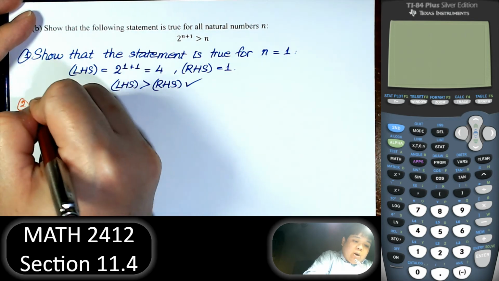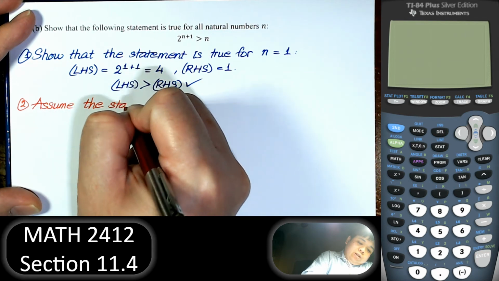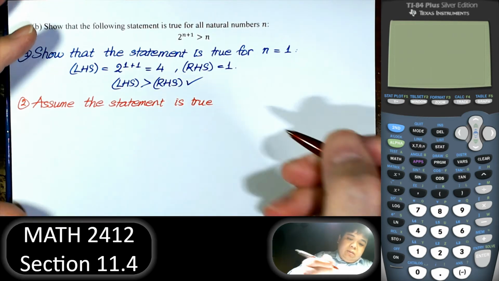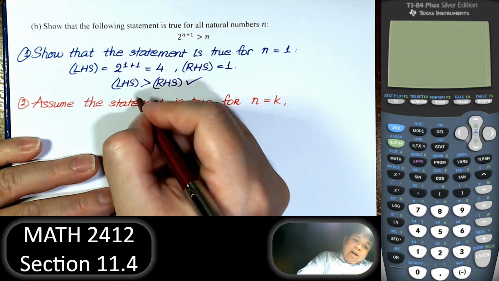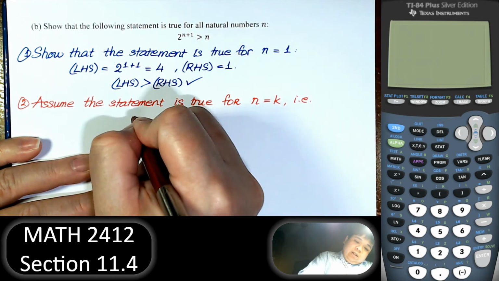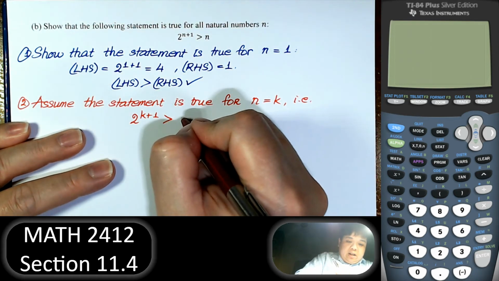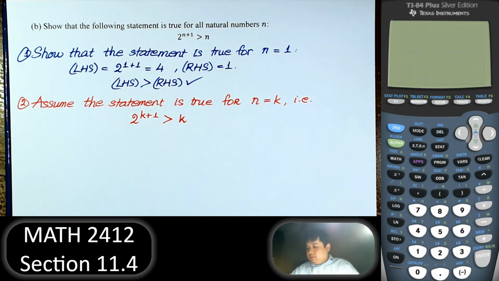The second step, we assume the statement is true for n equal to k, meaning that when n equal to k, 2 to the k plus 1 is going to be greater than k. Right? And we assume that it is true.